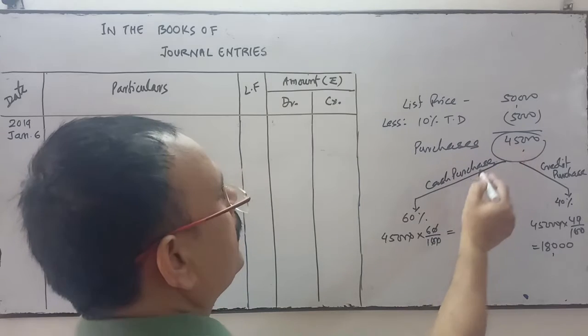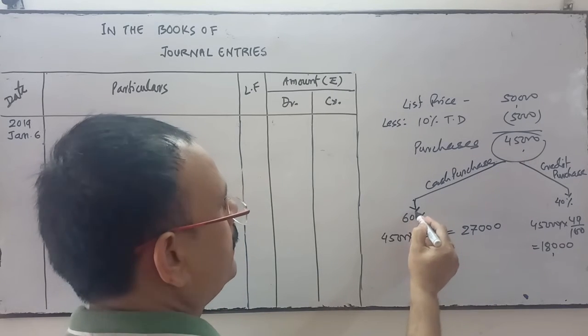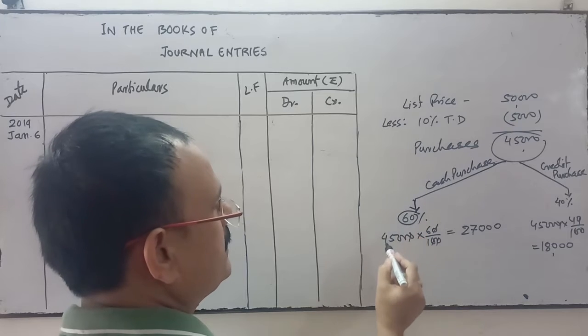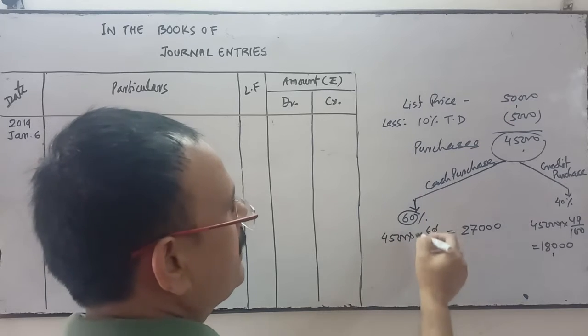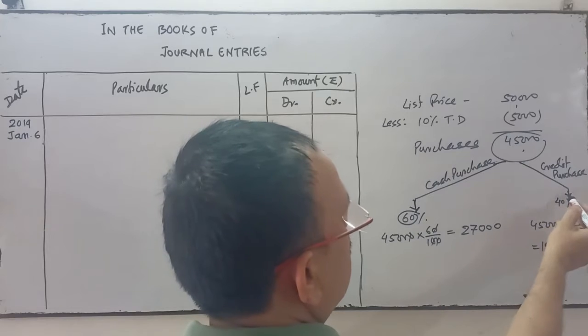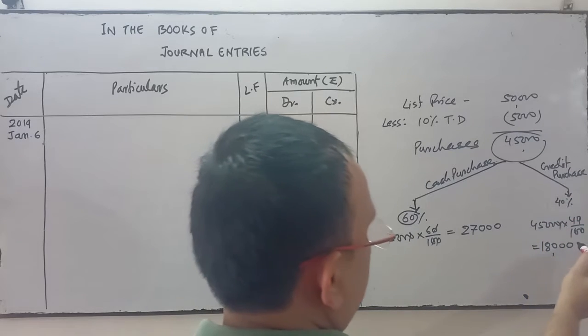45,000. Out of this 45,000, 60% is paid immediately. So it's a cash purchase. This is your cash purchase, and 40% is your credit purchase. So credit is 18,000.